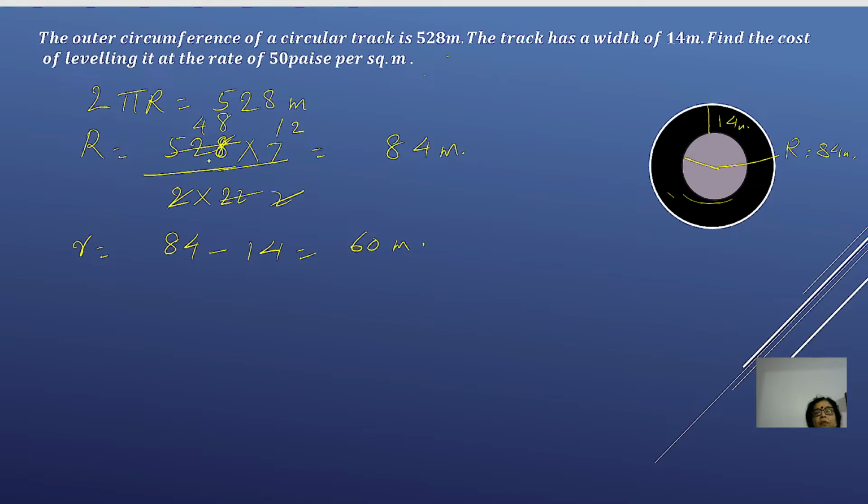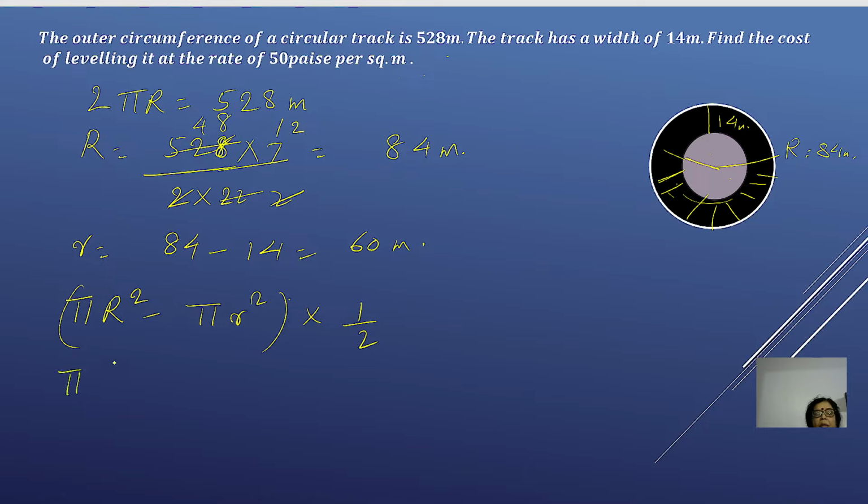So now we need to find out the cost of leveling it at the rate of 50 paise per square meter. So that means we need to know the area of the road. The area of the road will be this area. This area has to be leveled. This area will be equal to the total area minus the area of the inner circle. So pi R square minus pi r square, and it can also be multiplied by the cost, that is half a rupee, 50 paise per square meter.